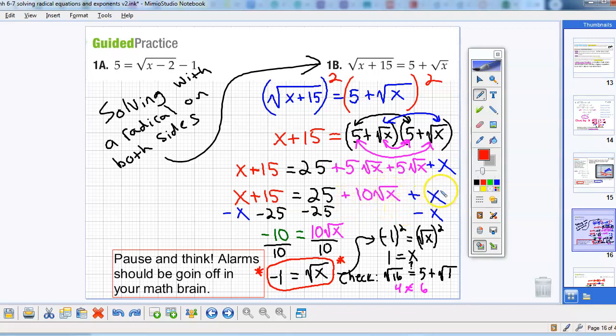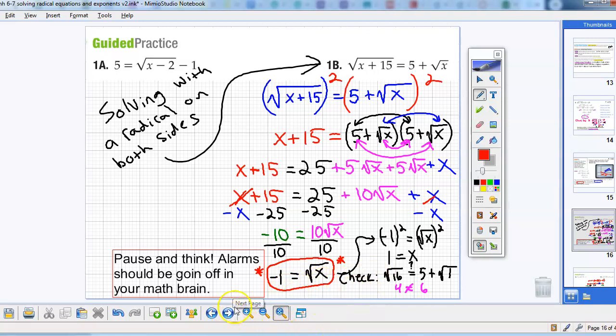Subtract x from each side. Really, I could have just crossed the x's off. And what do we get? Well, we have to subtract 25, then divide by 10 on each side. We get the square root of x is equal to -1. Well, you should be saying to yourself, in the real numbers, that's not possible. This should sound alarms in your brain. Or maybe you're just going to pause and think, wait a second here. If we're working with the real numbers, this isn't possible. So that's why we're going to end up getting no real solutions for this problem.